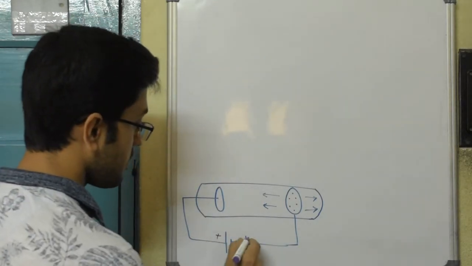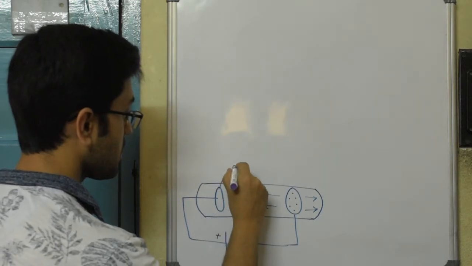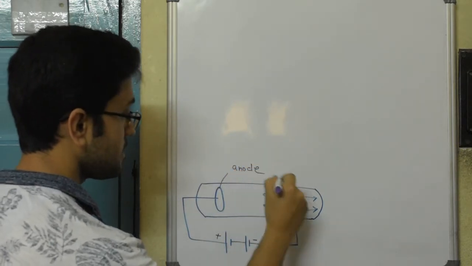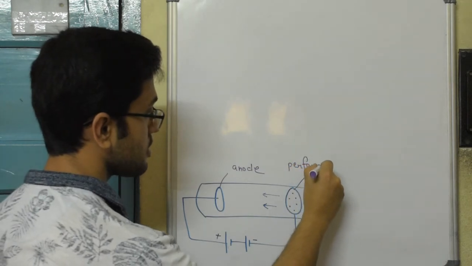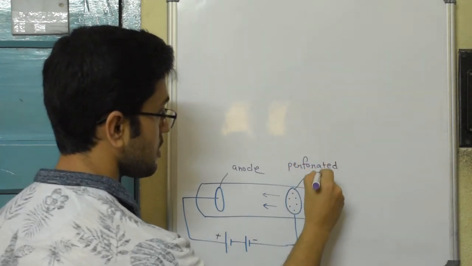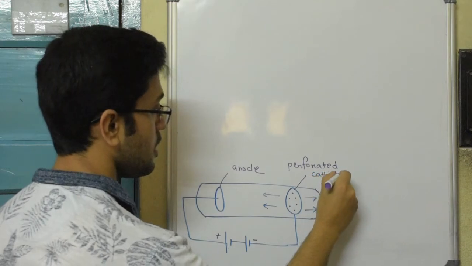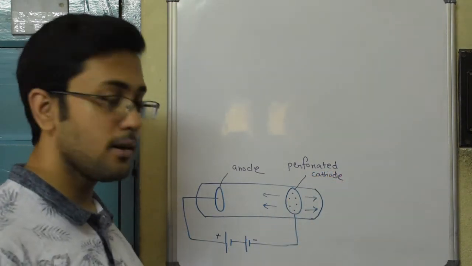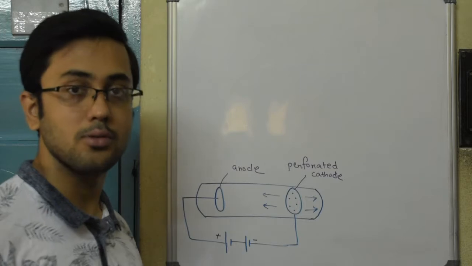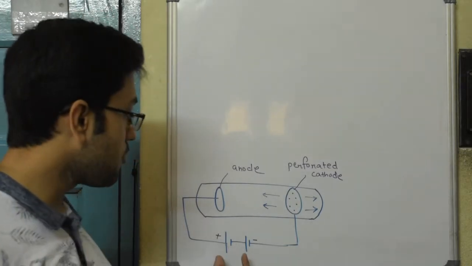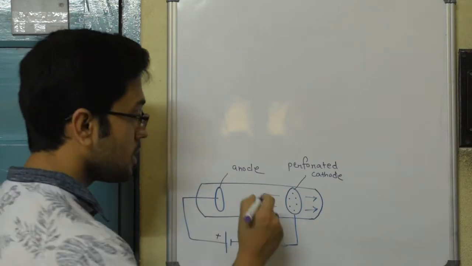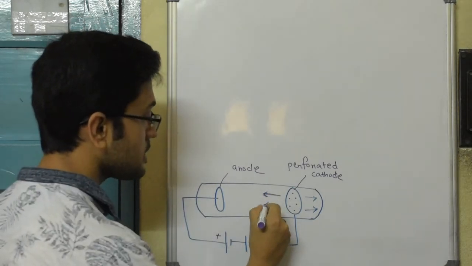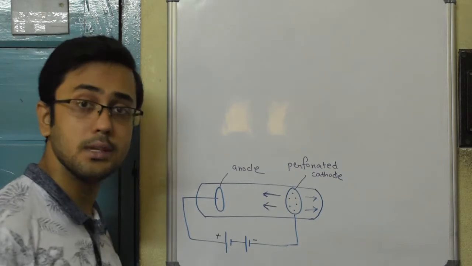In this modified version, this is the anode connected with the positive terminal, and this is the cathode, but it is a perforated cathode. Perforated means that there are small holes made on the cathode. Now, as before, when a high voltage potential difference was applied between the cathode and the anode, there were some rays, the cathode rays, which were traveling from the cathode towards the anode.